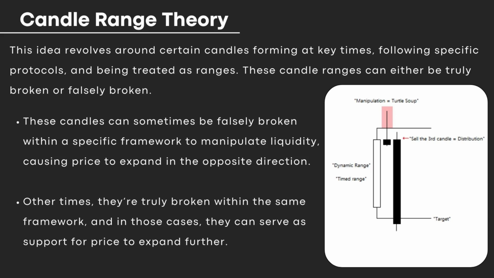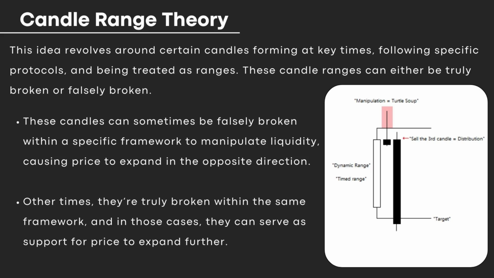Now, two possibilities could occur with those particular candle ranges. They can either be truly broken, in which case the candle range leads to a key level being formed in the form of an order block or a breaker. I'll show you how it's done in a couple of minutes.